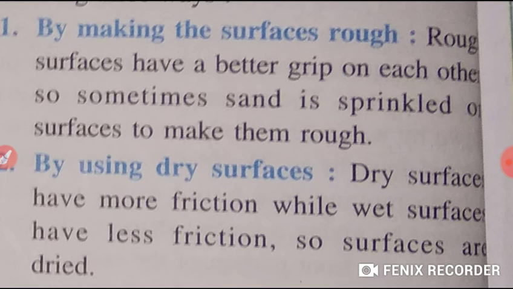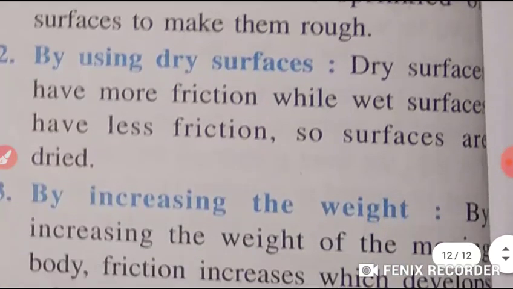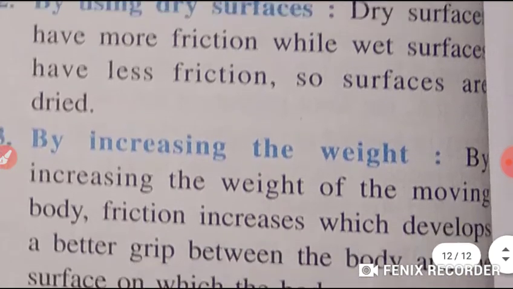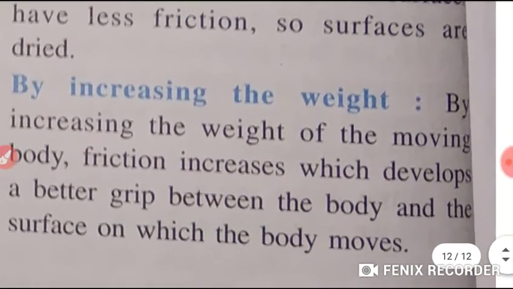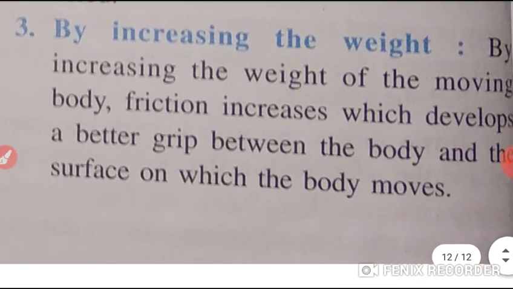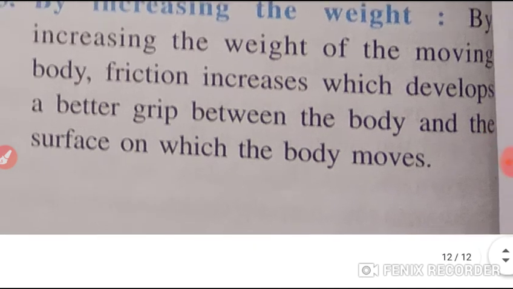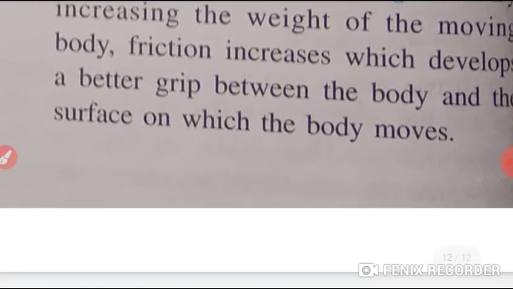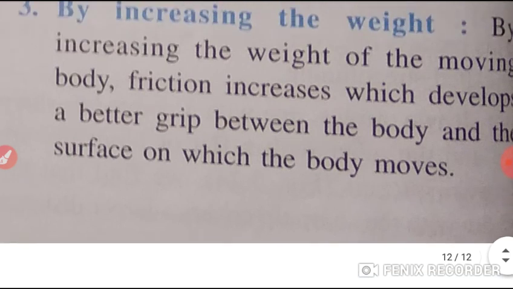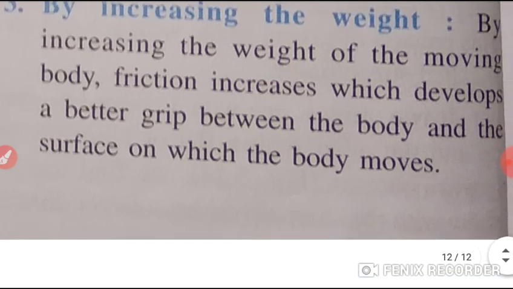Okay. Next, by using dry surfaces. Students, dry surfaces have more friction while wet surfaces have less friction. So surfaces are made dry. Next, by increasing the weight, students. By increasing the weight of the moving body, friction increases, which develops a better grip between the body and the surface on which the body moves.